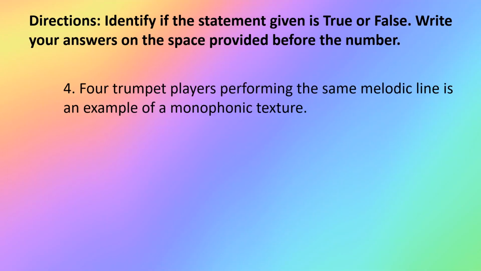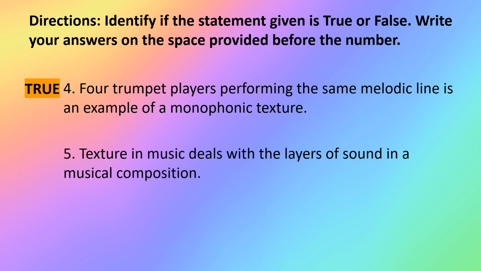Number 4. Four trumpet players performing the same melodic line is an example of a monophonic texture. Answer number 4 is true. And number 5. Texture in music deals with the layers of sound in a musical composition. Answer number 5 is true. Very good.